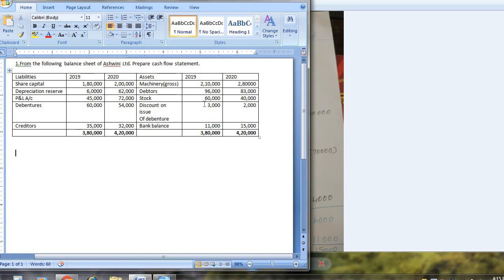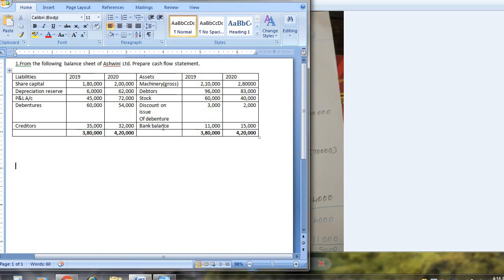So first we will check the bank balance, because cash means bank balance or anything which is equivalent to cash. Say for example, here there is a bank balance and there is no cash. So we'll consider only the bank balance. So the bank balance is first year 11,000 and second year is 15,000. First year 11,000, second year 15,000.